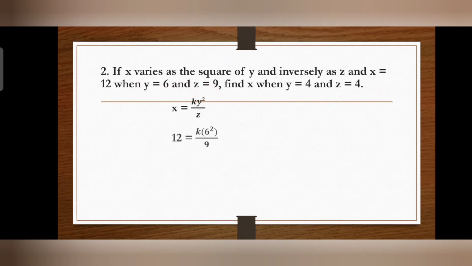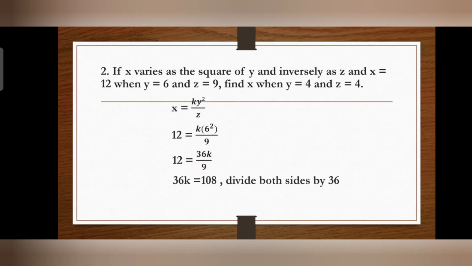So, x natin is 12. 12 is equal to k. Copy lang k. Then, y is equal to 6. So, 6 squared, since y squared, z is 9. So, 12 equals k times 6 squared, 6 times 6 is 36, 36k divided by 9.